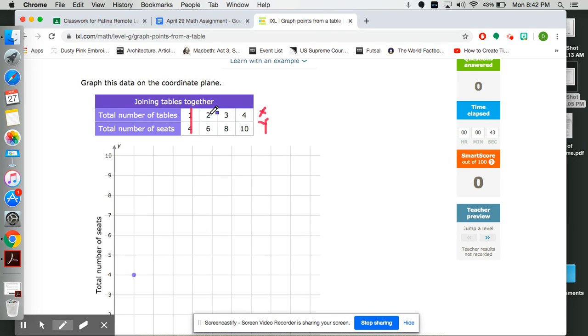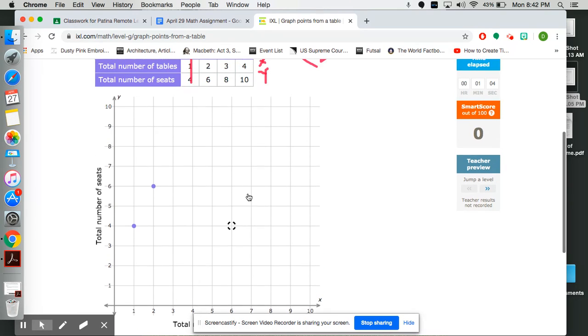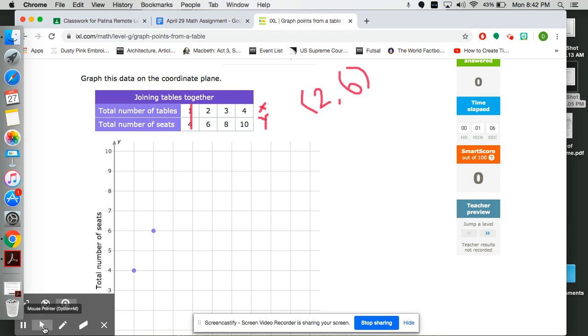Now this is going to be 2, 6. I'm going to click on that now. All right, so I've got 2 on my X and 6 on my Y. So I'm going to go across 2 on the X. Remember, X before Y. And then 1, 2, 3, 4, 5, 6. I've now plotted. I'm halfway through this here. I'm going to do this whole problem with you.